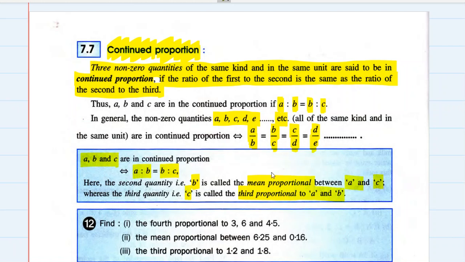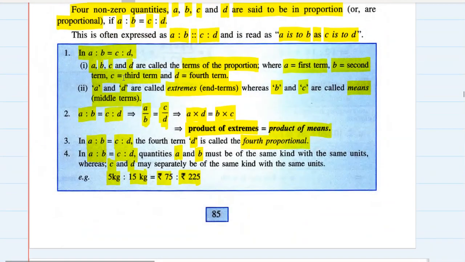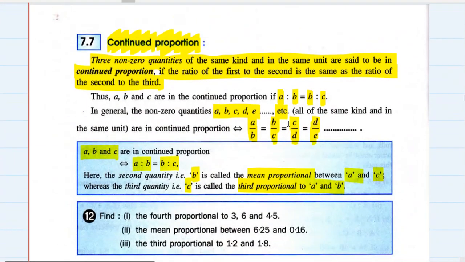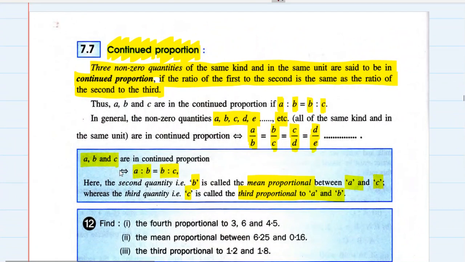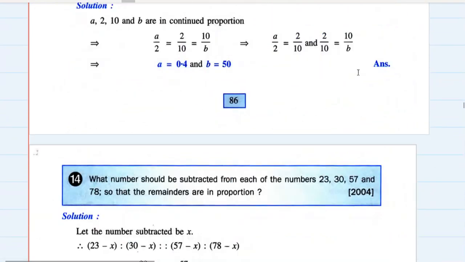Remember, in some examples you saw the term fourth proportional. Who is the fourth proportional? Fourth proportional in A is to B is equal to C is to D is the D. But when we are talking about continued proportion and we have three quantities, B is the mean proportional and C is the third proportional.